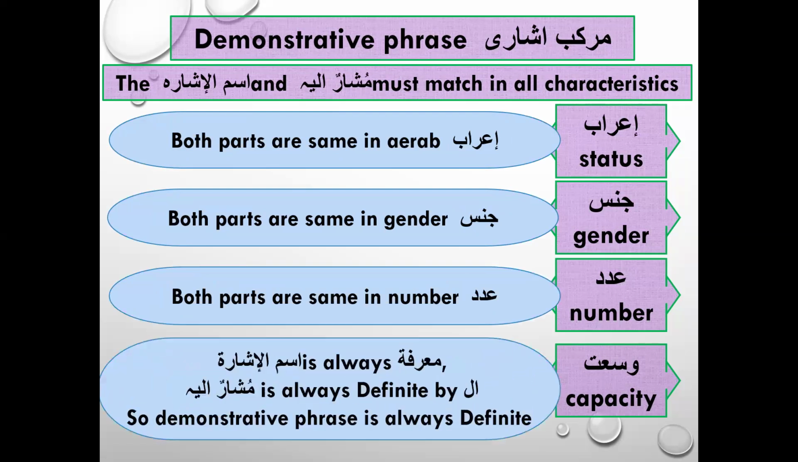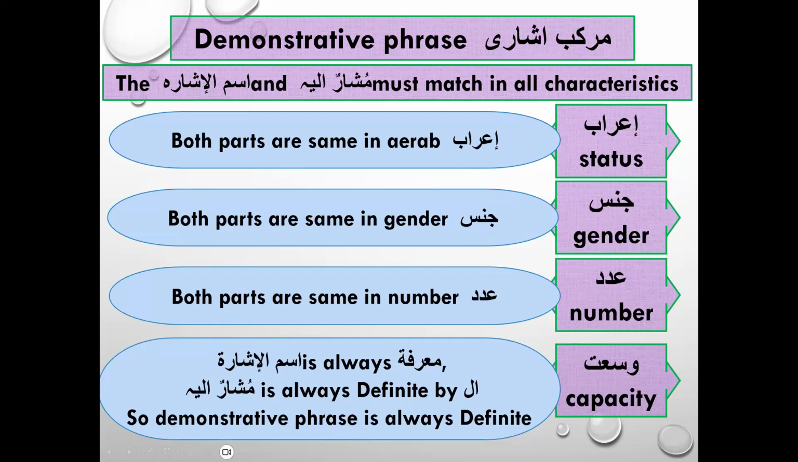And the capacity, a very important point: definiteness, because ism ishara is always marifa. You know that ism ishara can never be nakira. So ism ishara is marifa, and musharun ilayh is always definite by al, which I emphasized in the last slide. I said that you must write in your notes that musharun ilayh must have al in the beginning. Then it will be part of the demonstrative phrase.